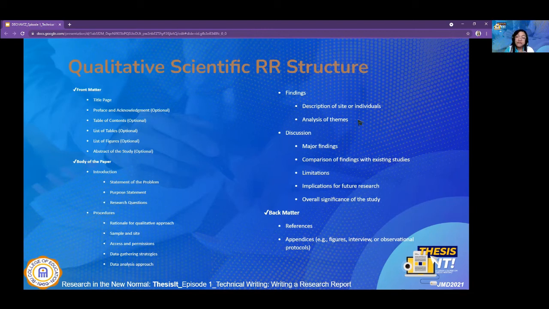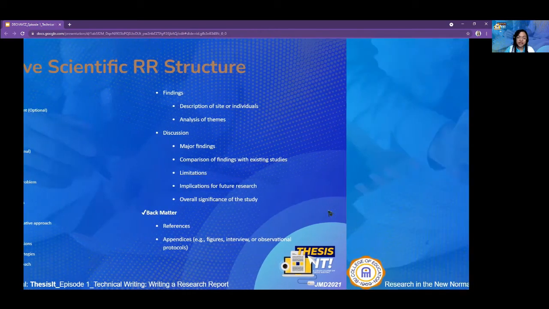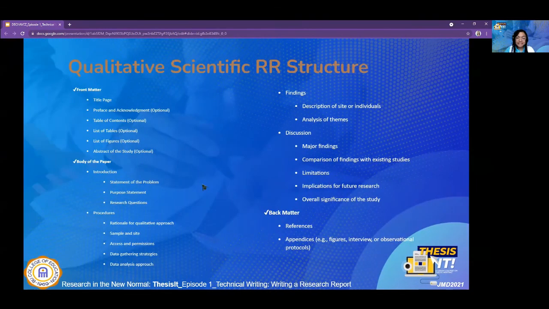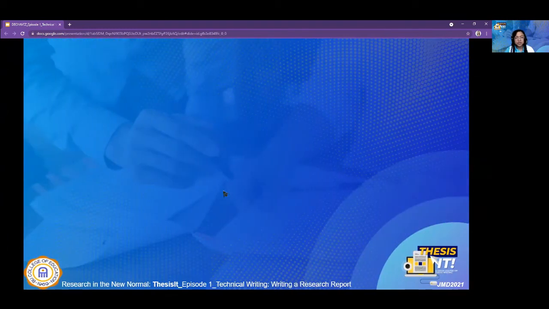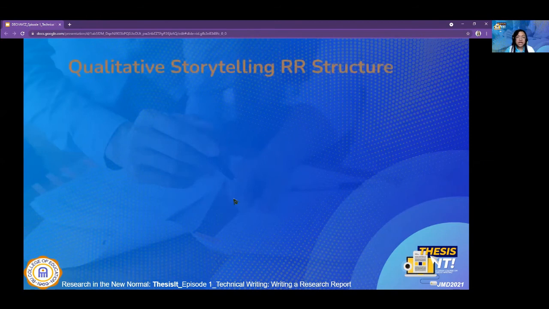You compare now your findings with existing studies. You write the limitations of your study, the implications for future research, and of course, the overall significance of the study. Of course, you will not forget to write about your references and the appendices, like the figures, interviews, and other protocols. As I've mentioned earlier, other experts in qualitative research, they employ the storytelling approach.